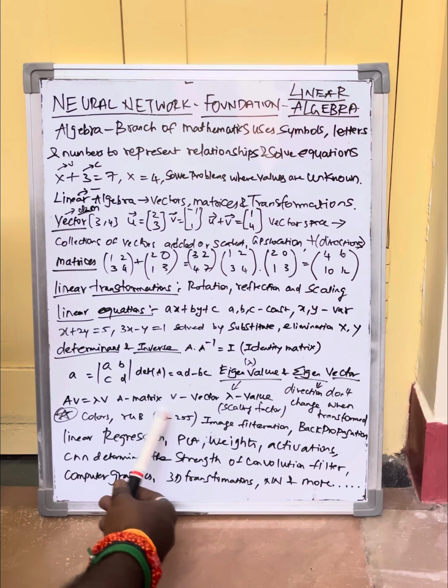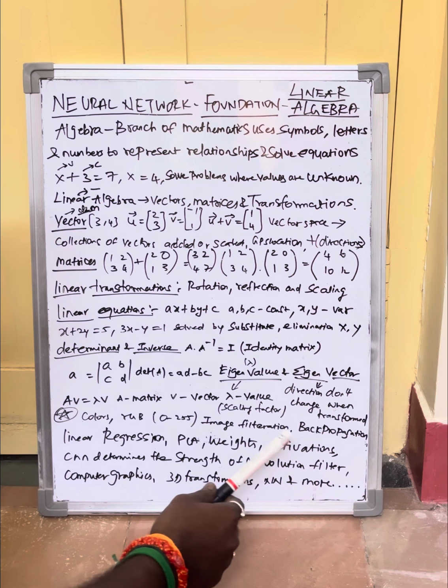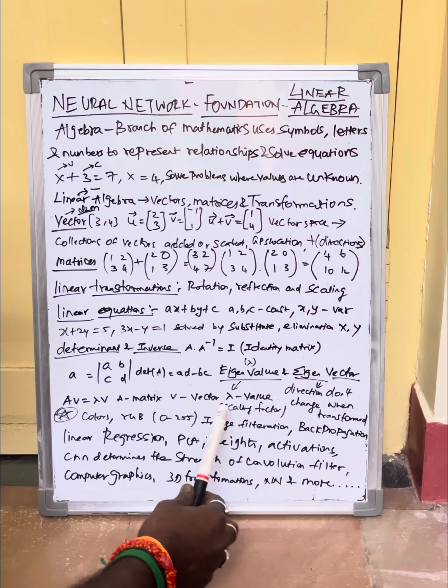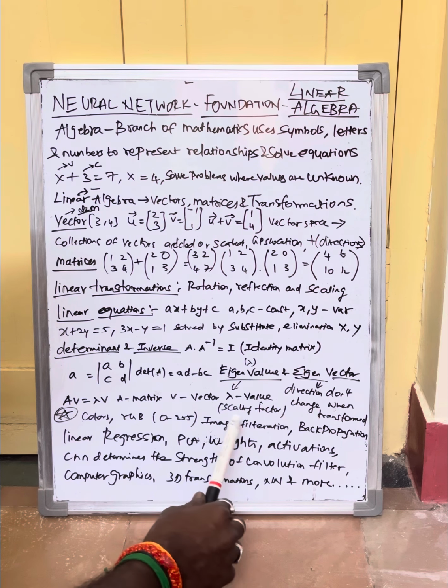This is the base and foundation for concepts like colors, RGB. When we have an image, we have RGB color values from 0 to 255, and we can apply image filtering. Say, for example, we have a color photo and we want it in black and white. Once we change the pixel values of the RGB color, we get a different image.